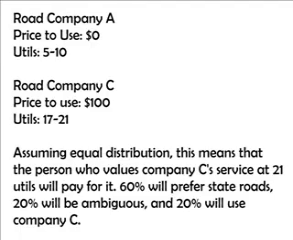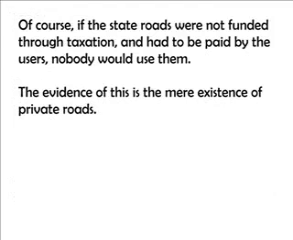So assuming equal distribution, this means that the person who values Company C's service at 21 utils will pay for it. 60% will prefer state roads, Road Company A. 20% will be ambiguous. They may choose Road Company C, they may choose Road Company A. It's the same deal for them. And 20% will use Company C. They'll pay $200 for 21 utils. Of course, if the state roads were not funded through taxation and had to be paid by the users, nobody would use them. The evidence of this is the mere existence of private roads.